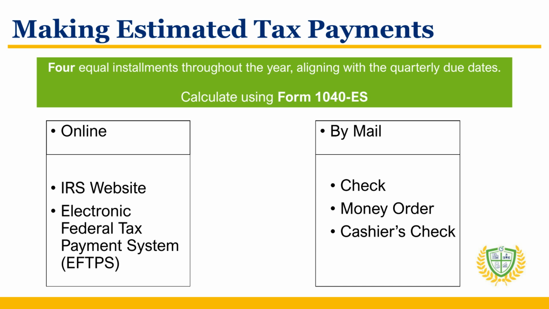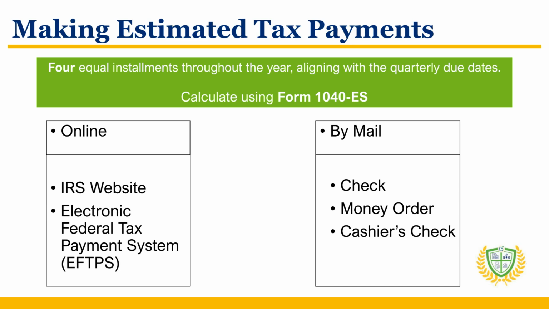Online through the Electronic Federal Tax Payment System. This system, managed by the U.S. Treasury Department, allows you to make online or phone payments 24 hours a day, 7 days a week. You must enroll online or by phone using a 2-step verification process. Once enrolled, you can securely make payments or schedule them in advance.